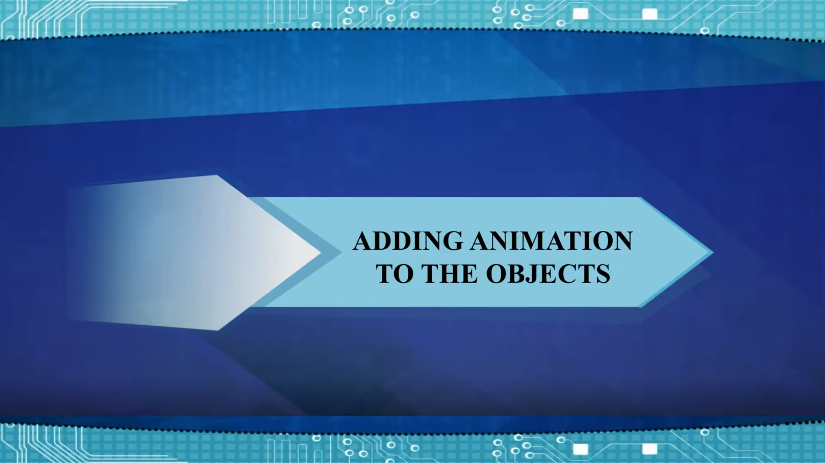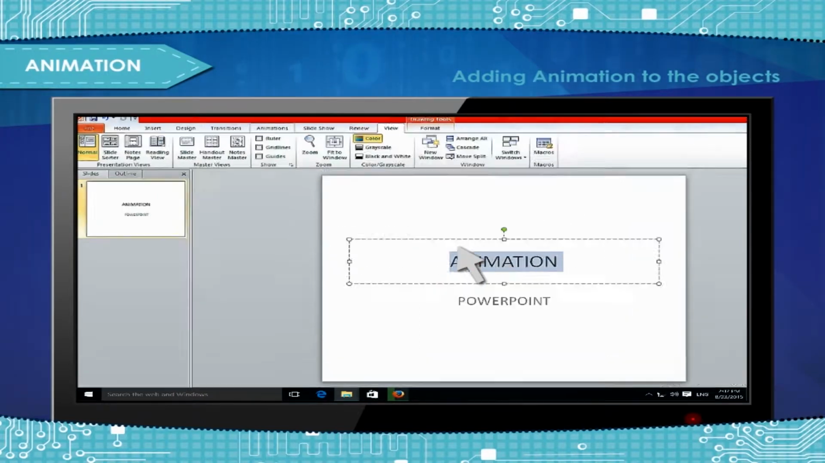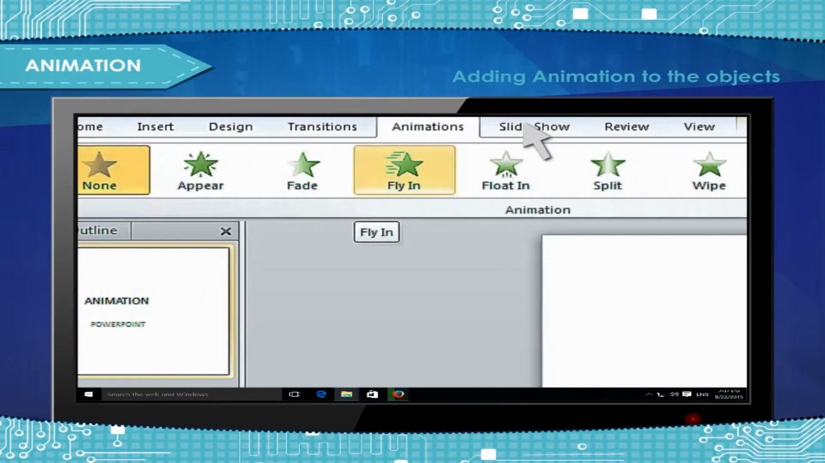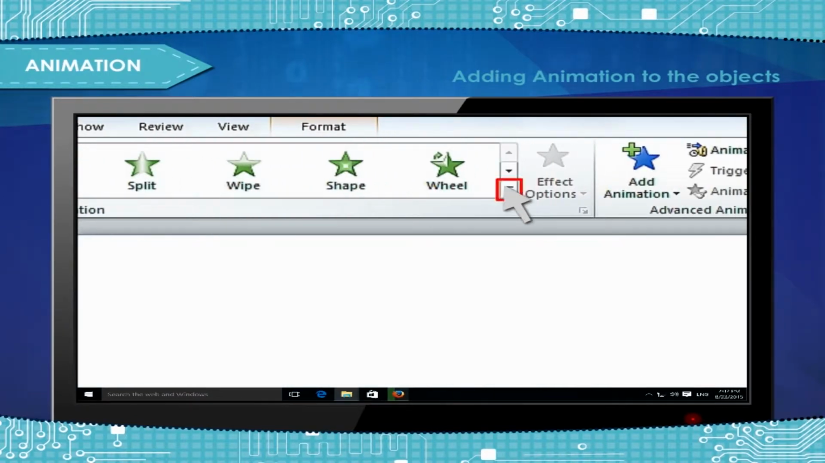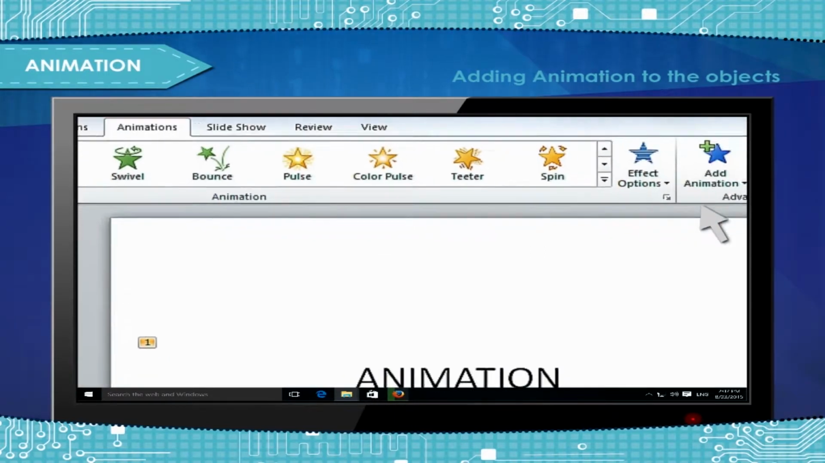Adding animation to the objects. Select the object that you want to animate. On the Animation tab, in the Animation group, click the drop-down arrow for more. Choose the effect from the required category.